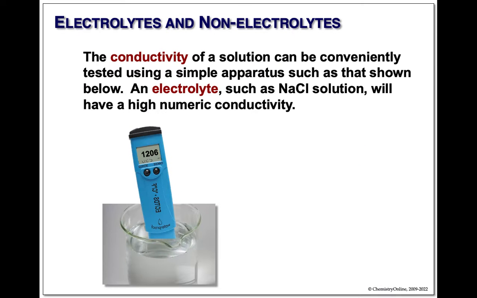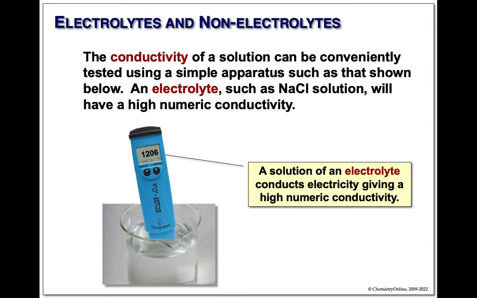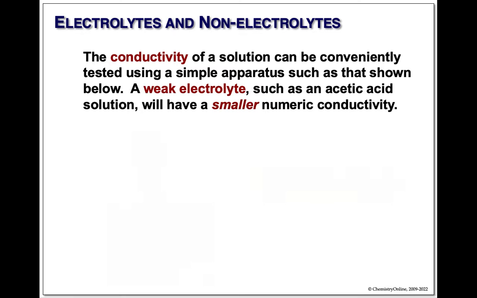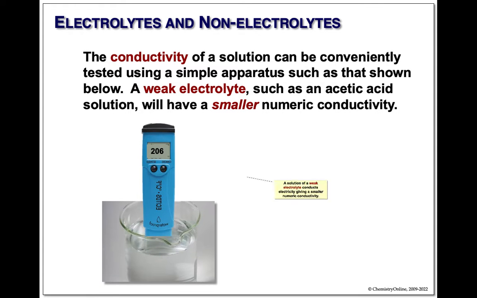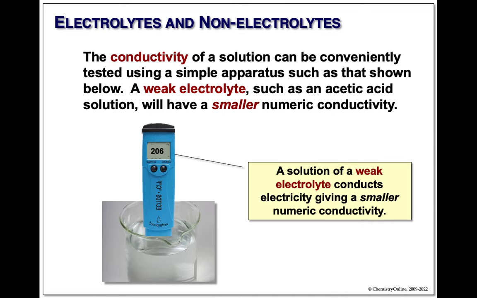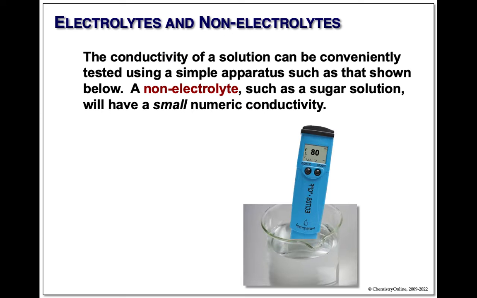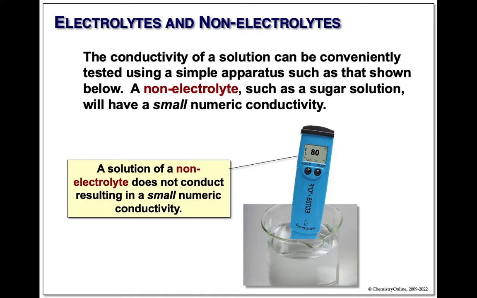Today, we are much better at doing this. We use little battery-operated things with a scale that lights up. An electrolyte gives a big number. A weak electrolyte gives a smaller number, and a non-electrolyte, just in pure water, gives a very small number. When we hit chapter 8, we will understand why this isn't 0.